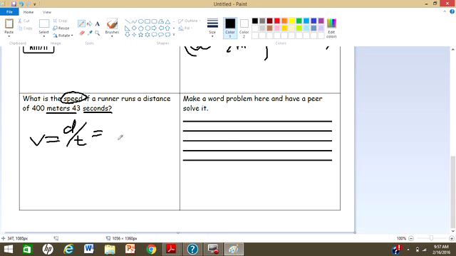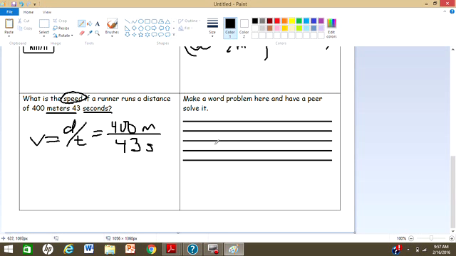Our distance is 400 meters. And we are going to put that over 43 seconds. Remember, seconds is just an s. Meters is just a lowercase m. So then in your calculator, you're going to put 400 divided by 43, and then you'll get your answer here and make sure it's in meters per second. Go ahead and hit pause. Finish up the problem.